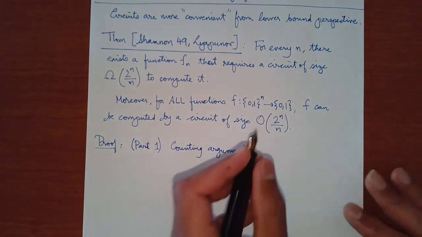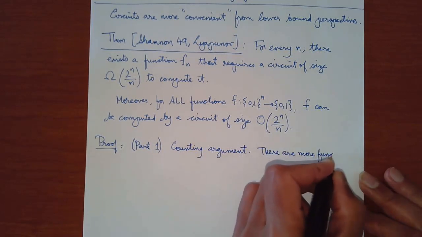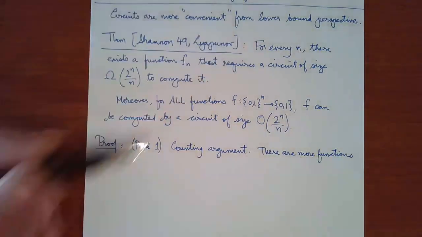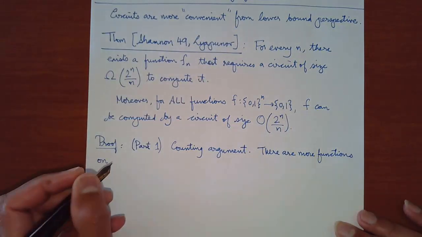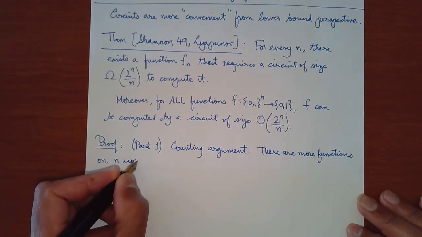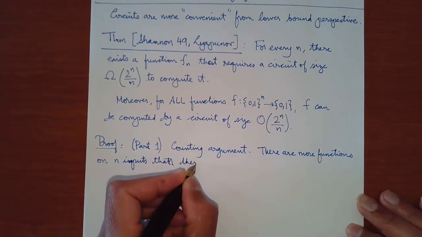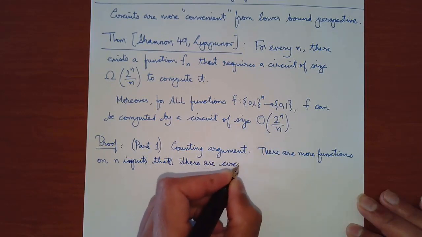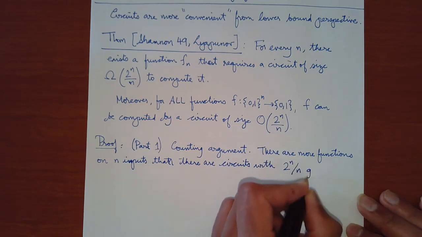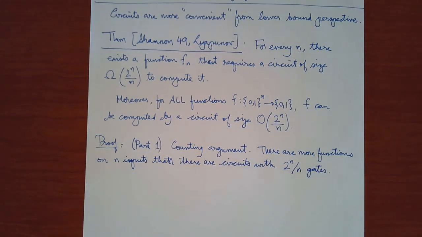And the counting argument simply says there are more functions on n inputs than there are circuits with 2 to the n divided by 2 gates. So if there are more functions than circuits, then obviously there has to be a function that cannot be computed by the circuit.